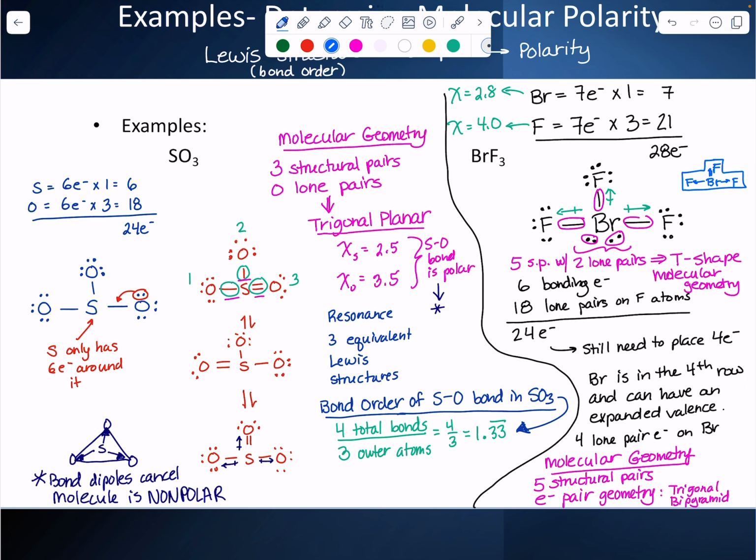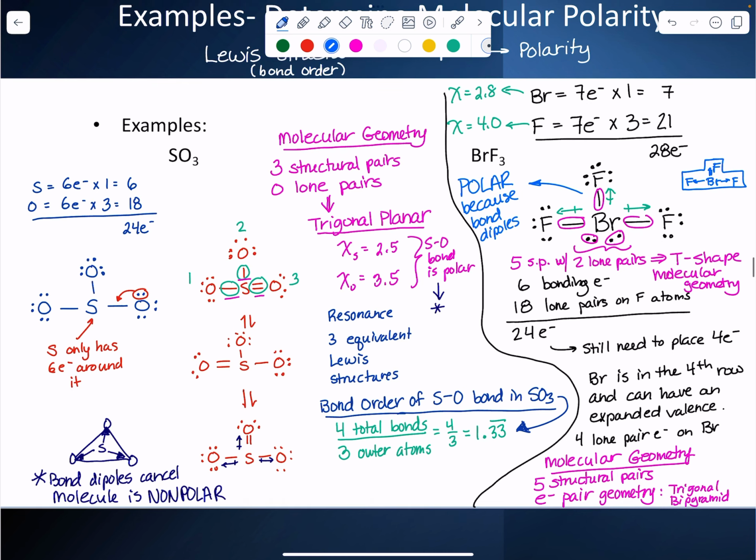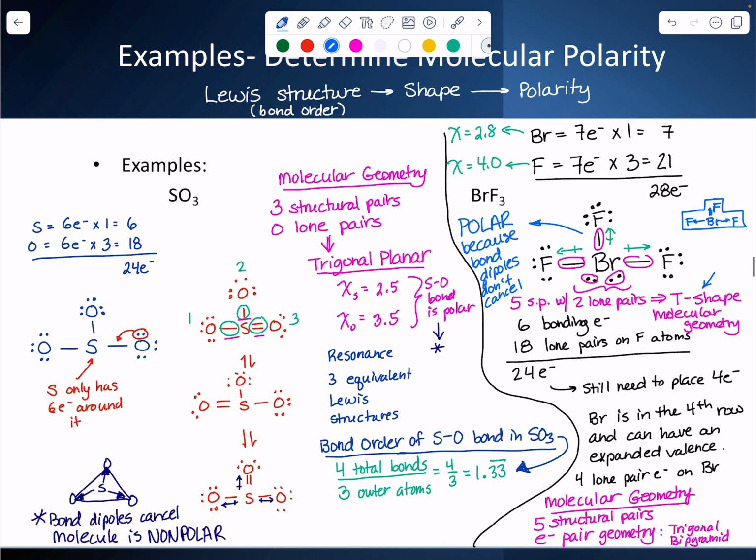So this is polar because the bond dipoles don't cancel. And the reason for that is, again, because of this T shape. All right, so that's our examples of SO3 and BrF3.